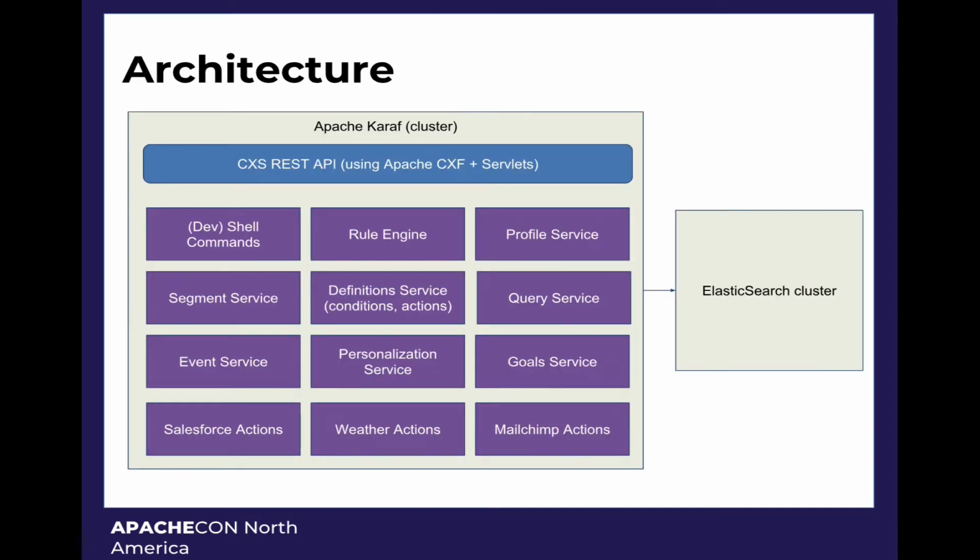So what does the architecture of Unomi look like? It's an Apache Karaf application. Apache Karaf is the application runtime. It can be clustered, of course. Basically, it exposes a REST API, which is implemented using Apache CXF and some custom servlets. Inside of that, we have a lot of different services, such as shell commands, rule engine, a profile service, a segment service, a definition service, a query service, an event service, a personalization service, goal service.